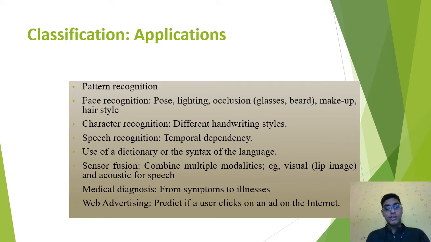The other is character recognition. With different handwriting styles, you can recognize which character is A, which is B, like alphabets. Then there is speech recognition, with temporal dependency and use of a dictionary or the syntax of the language, like in Java or Python, where the syntax has things like semicolons. Then sensor fusion, which combines multiple modalities, for example visual lip images and acoustic for speech. Medical diagnosis, from symptoms to illness. Web advertising, predicting if a user clicks on an ad on the internet.